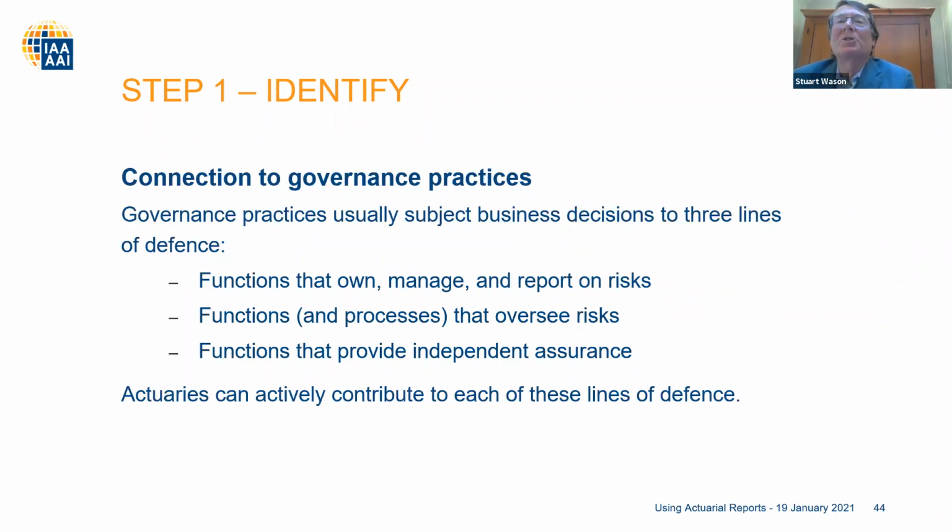Connection to governance practices. Governance practices usually subject business decisions to three lines of defense. First line, functions that own, manage, and report on risk. Number two, functions and processes that oversee risks. Thirdly, functions that provide independent assurance, such as external or internal audit, for example. Now, actuaries can effectively contribute in any one of these lines of defense. Next slide.